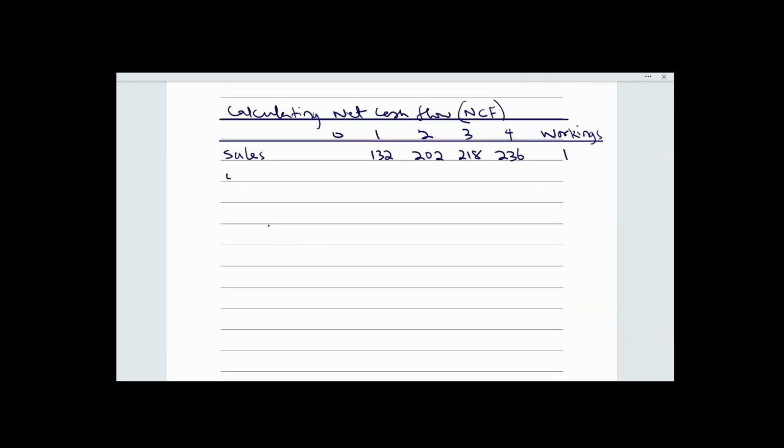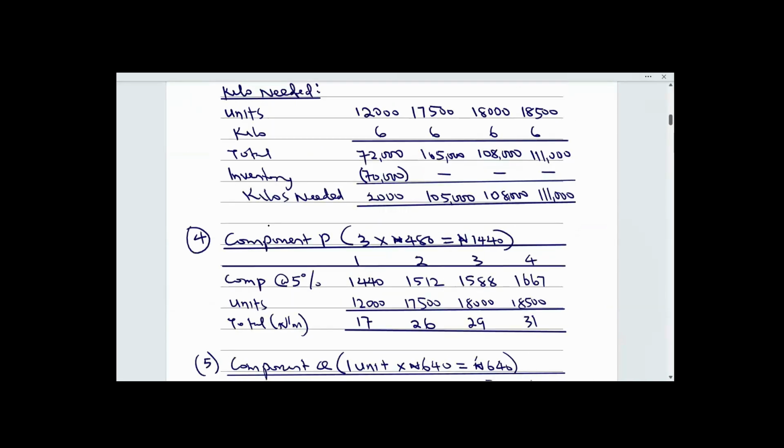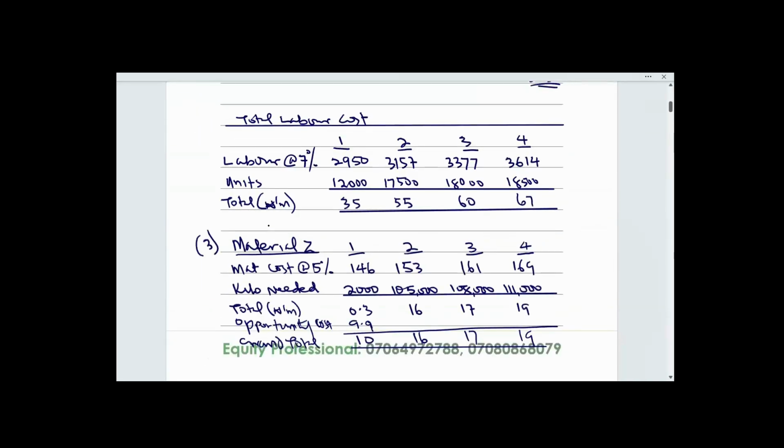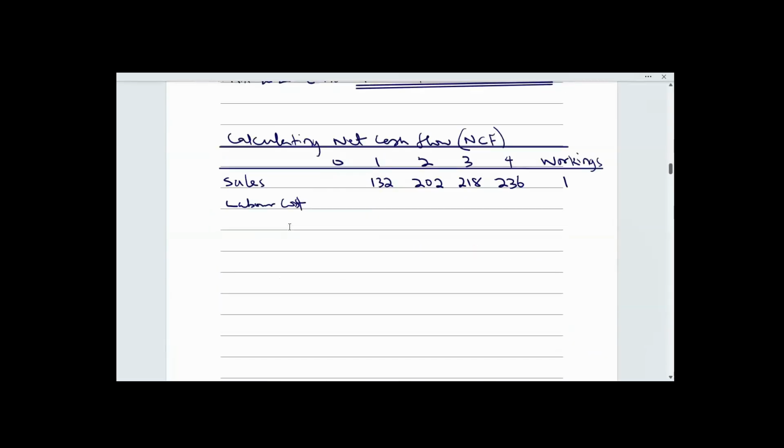After this, we also have labor costs. Labor costs in year 1, we calculated 35, 55, 60, 67. Here is 35, 55, 60, and then 67. That's working number 2. Then we also have material Z.